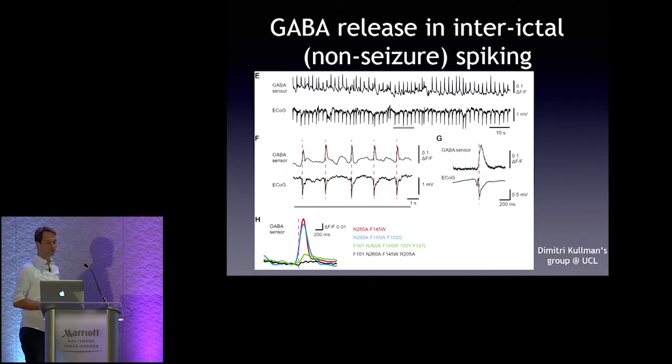Injection of pilocarpine induces seizures. In the cortex, after seizure has occurred, there's an inter-ictal period that's characterized by these regular electrical spikes with a very distinctive shape. What we see is that the GABA transients basically match up with the electrical activity during these inter-ictal periods, with maybe a slight delay in decay.